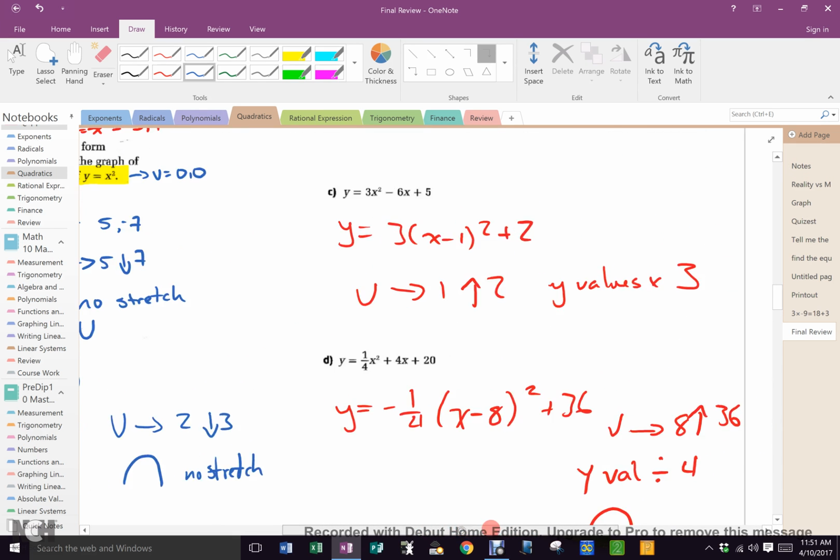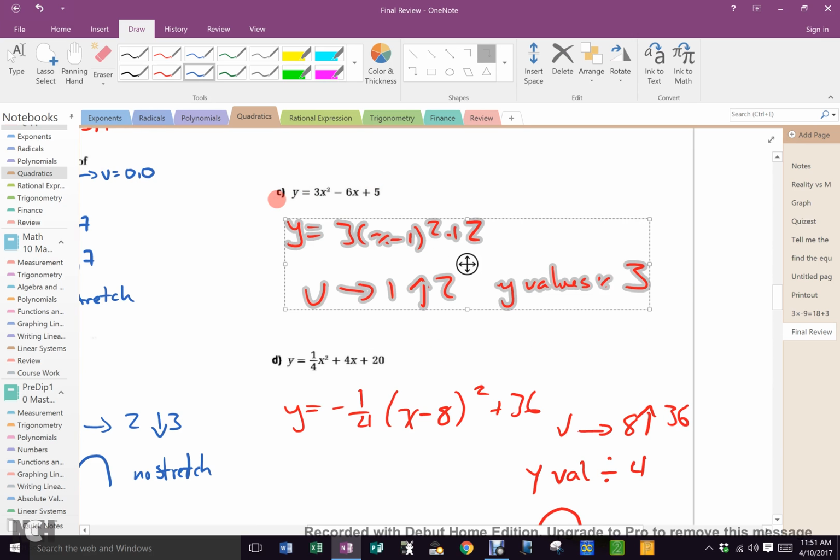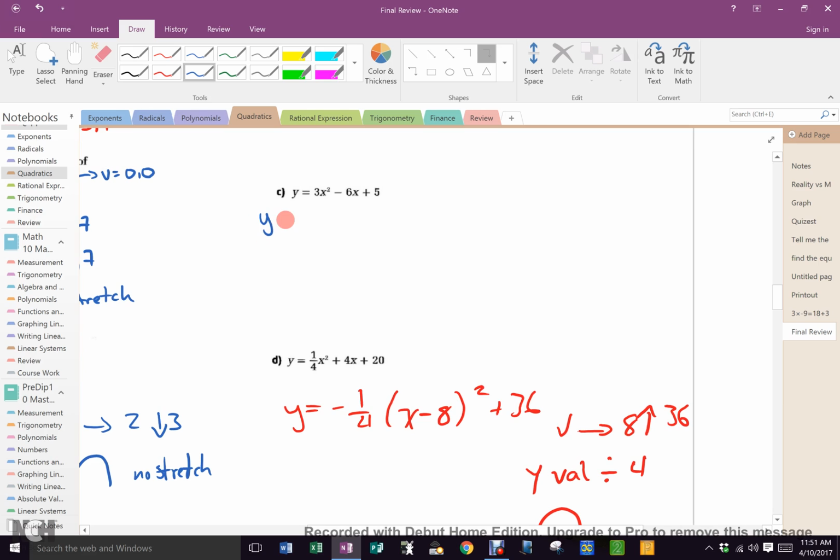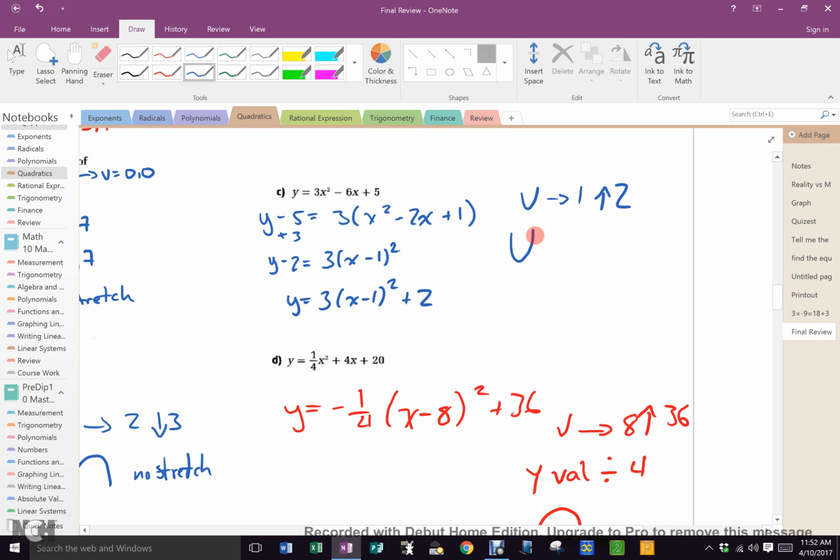Come over to here. y minus 5 equals 3x squared minus 2x plus 1. So I added 3 to both sides, plus 3. y minus 2 equals 3 (x minus 1) squared, y equals 3 (x minus 1) squared plus 2. My vertex went that way 1, up 2. Happy parabola, and y is multiplied by 3 because of that stretch factor.